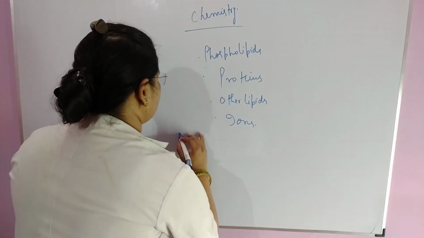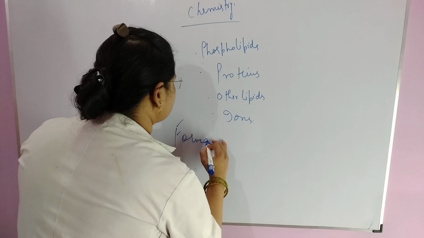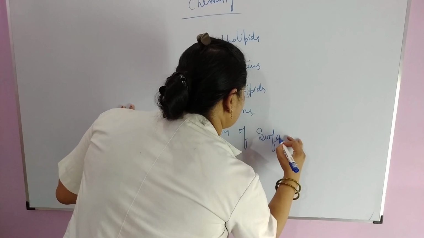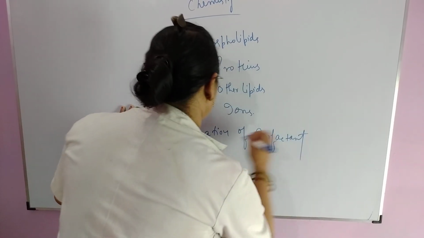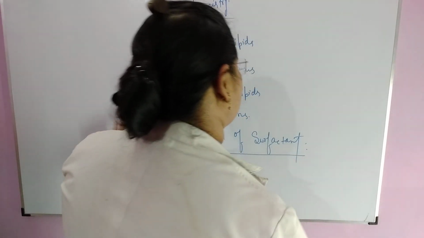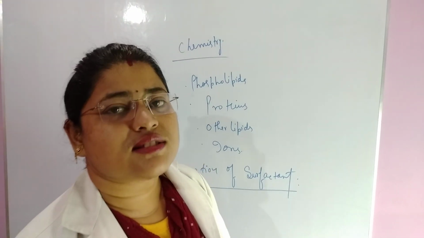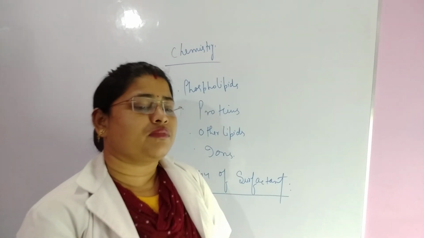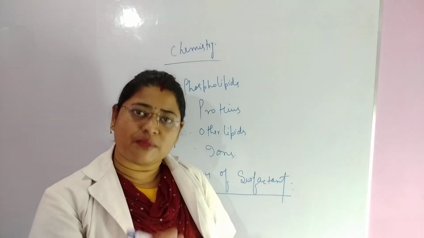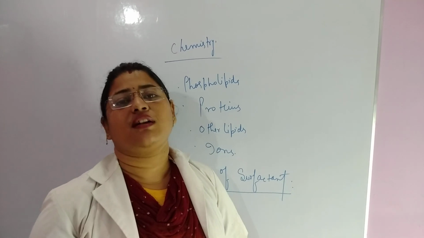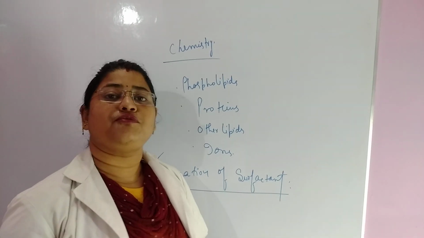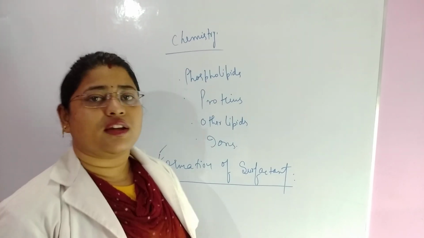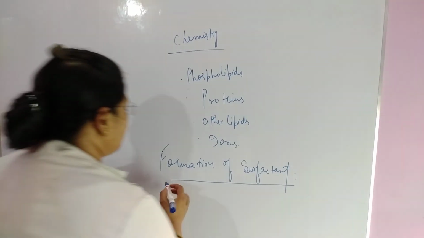Now, formation of surfactant. Actually, surfactant is a surface acting material which is responsible for reducing the surface tension of the alveolar membrane, the surface tension of alveoli, and it is a film-like structure which spreads over the entire alveoli. So, how is it formed?